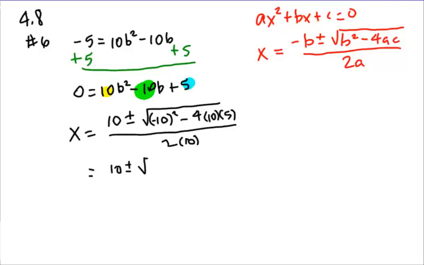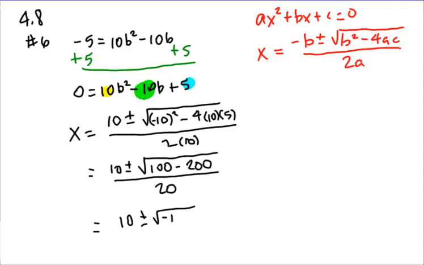So 10 plus or minus the square root of, and then this is 100 minus 4 times 10 is 40 times 5, 200, over 20. Alright, so we've got a nice pretty quadratic formula here. It's shaping up wonderful. This is going to be 10 plus or minus the square root of negative 100. And so this is where, like the question we had a second ago, we've got a radical with a negative underneath.